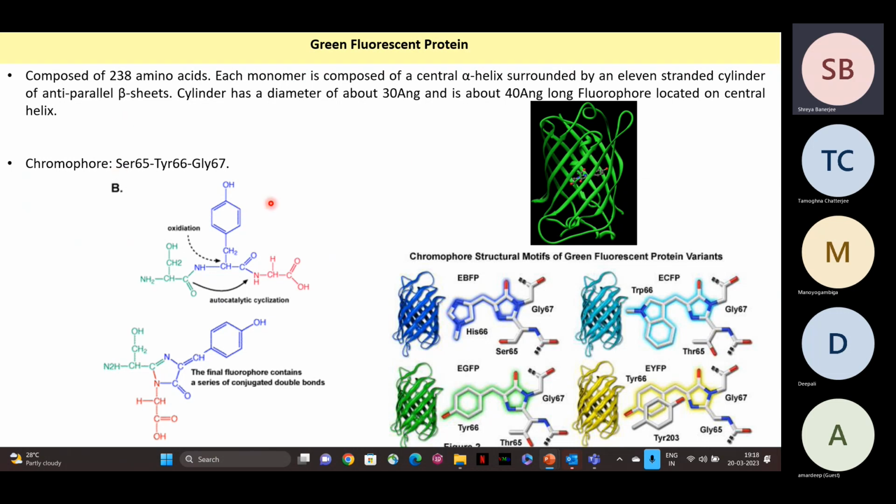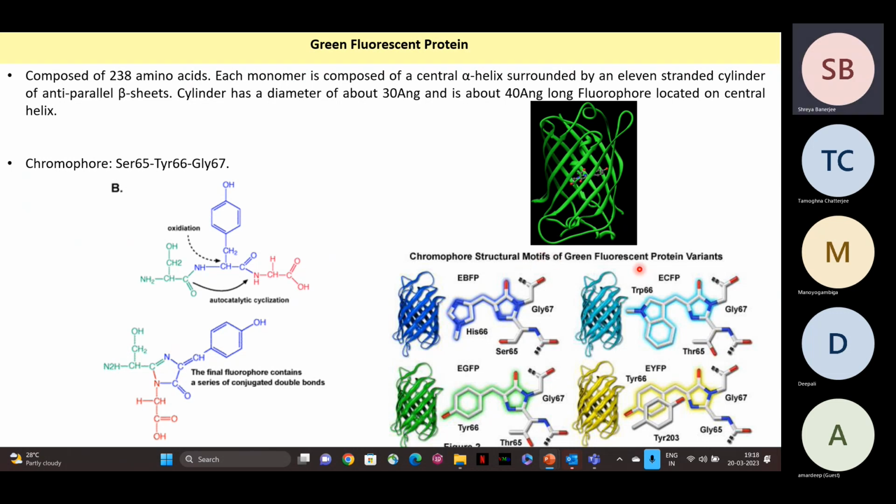The fluorophore basically consists of serine, tyrosine, glycine. When this tripeptide is present, an autocatalytic cyclization can occur to form this particular moiety. And this moiety has a lot of conjugated double bonds, meaning alternating double and single bonds. And this allows intense fluorescence to occur.